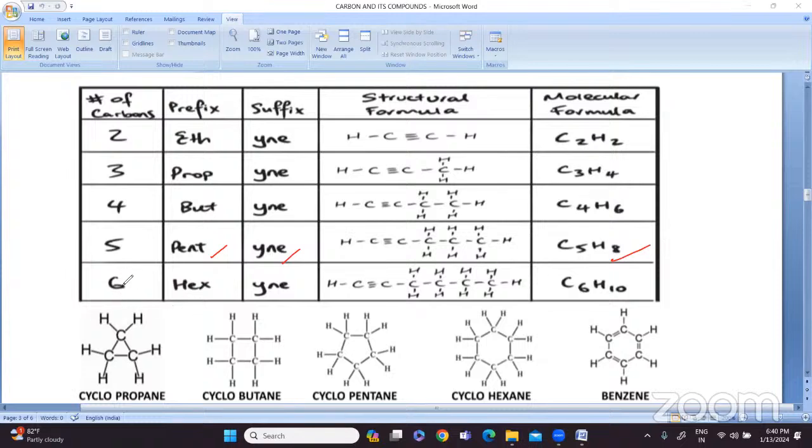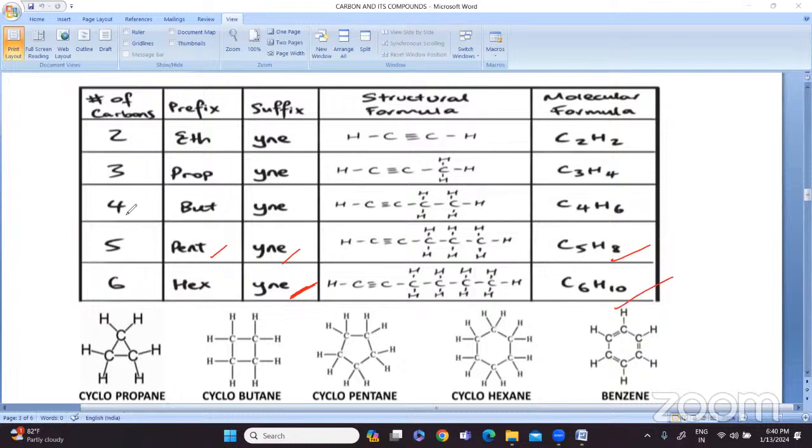Then when you have the number of carbon atoms as 6, the prefix is hex. What is the prefix? The prefix is hex, and the suffix is YNE. What is the suffix? The suffix is YNE. So you will have 6 carbon atoms. Between any two carbon atoms there will be a triple bond, and the rest of the carbon atoms will satisfy their valency of 4. So you have C6H10.